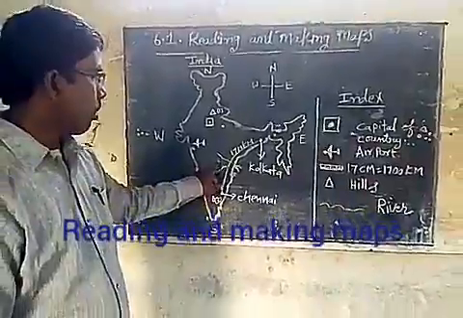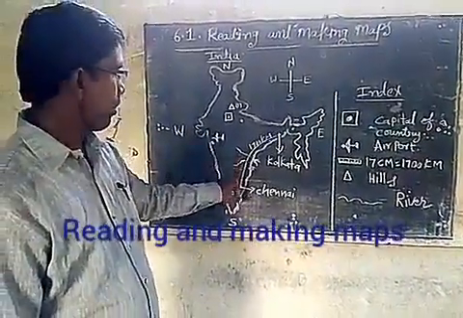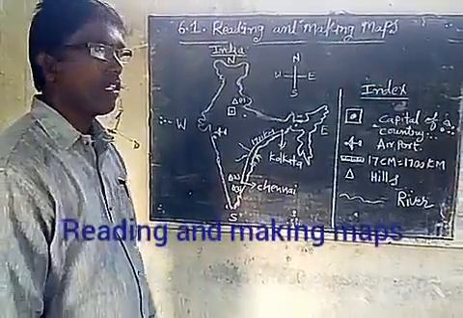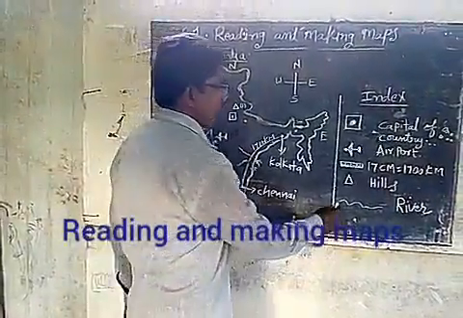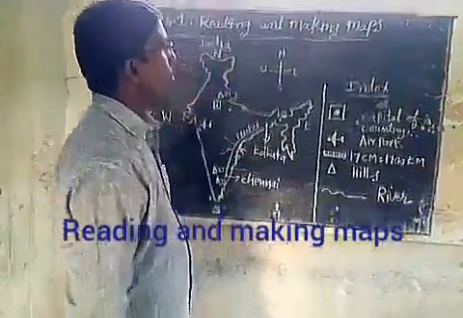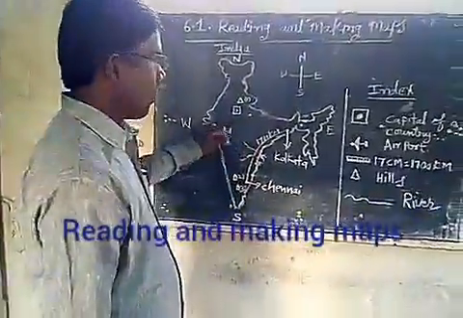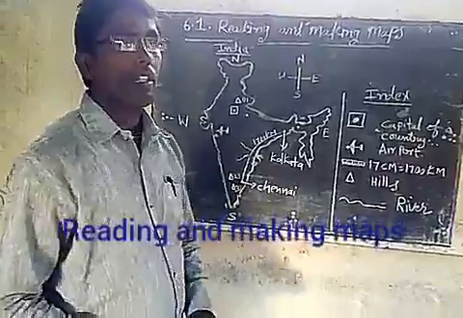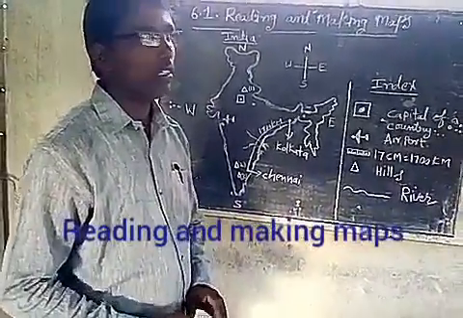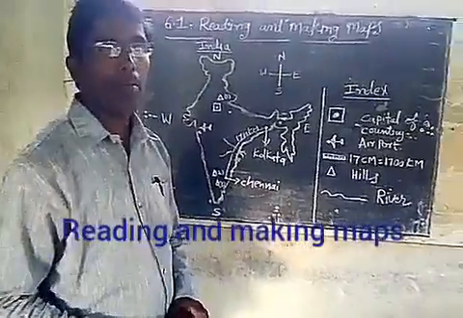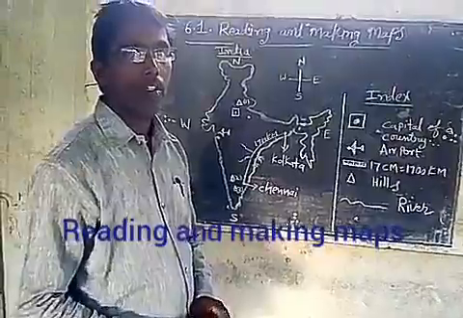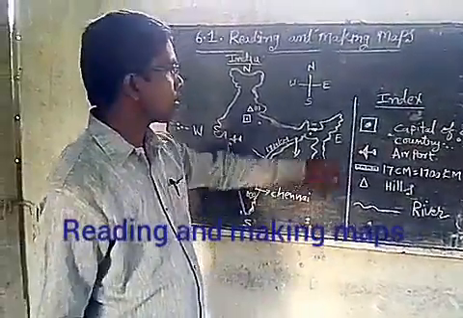Here the river Godavari and river Krishna are also shown. To show the rivers, I have used symbols like this. When you prepare a map, whether it is a state map, district map, country map or world map, you should prepare the index also.